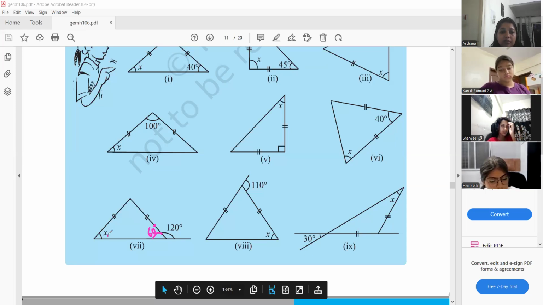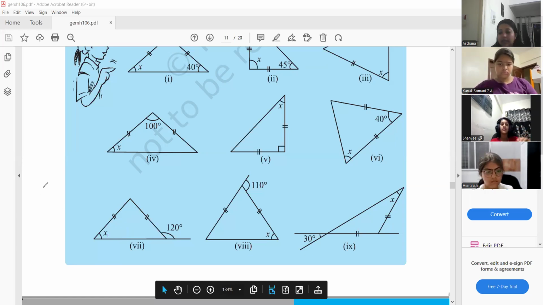Are you sure? No, ma'am. 120. 120. Very good. So what will be this one? Ma'am, next will be 60. Wait, Shanvi, wait. It is Kanak's turn. Now let Kanak figure out and let her explain the whole sum. Tell me here, Kanak.